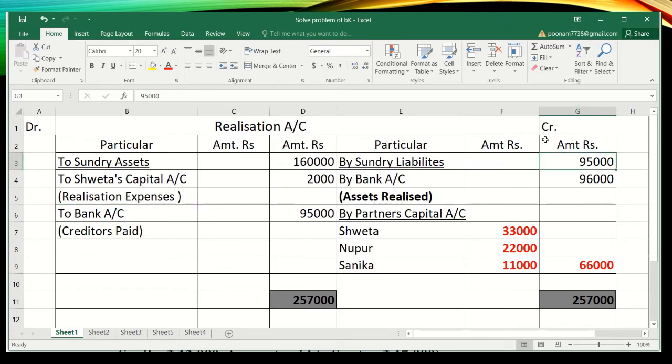So the credit total is 1,91,000 and the debit total is 2,57,000. So 2,57,000 is the higher total, which will be written on both sides, and 1,91,000 will be deducted from 2,57,000, and the balance amount I will get is 66,000. So this 66,000 will be distributed in ratio.